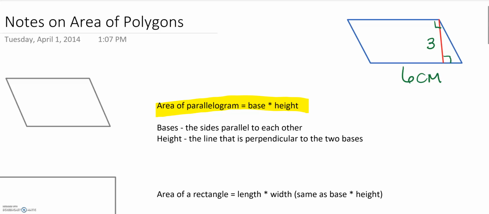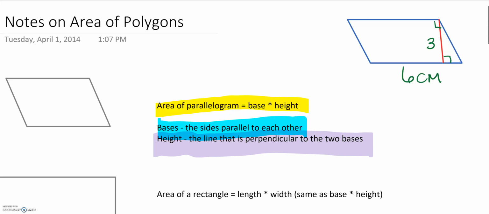height is. Bases are sides parallel to each other, and then the height is the perpendicular distance between the two bases. So in this case, here is a pair of bases. Those two sides are parallel. And then we also have another set of bases right here. So parallelograms actually have two pairs of bases. Well, let's look at the top and bottom as our bases to begin with here.